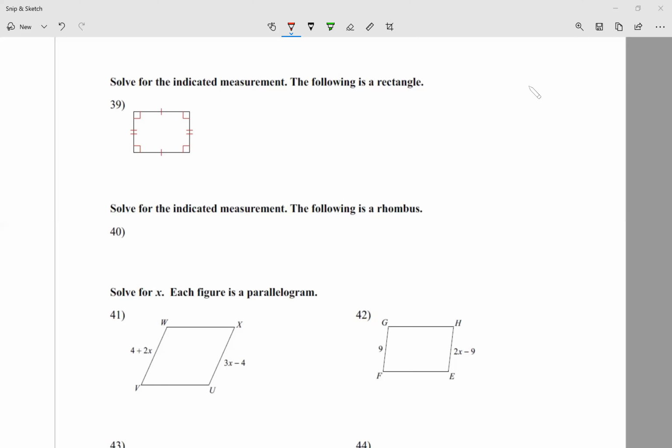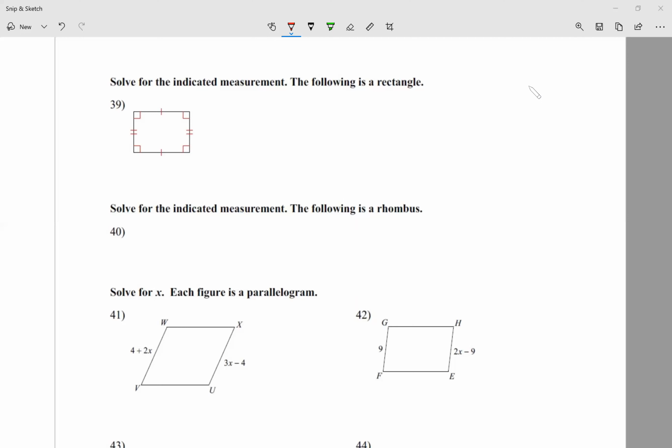Here, solve for the indicated measurement. The following is a rhombus. I'm solving for the measurement of angle 8. I need to know this angle. Okay. The only measurement that I see is 36 degrees. So I'm going to say that angle 9 is 36 degrees, right? I can tell that's 36 degrees because the diagonal cuts the angle in half. I know in here, this is 90 degrees, right? The center is 90 degrees.